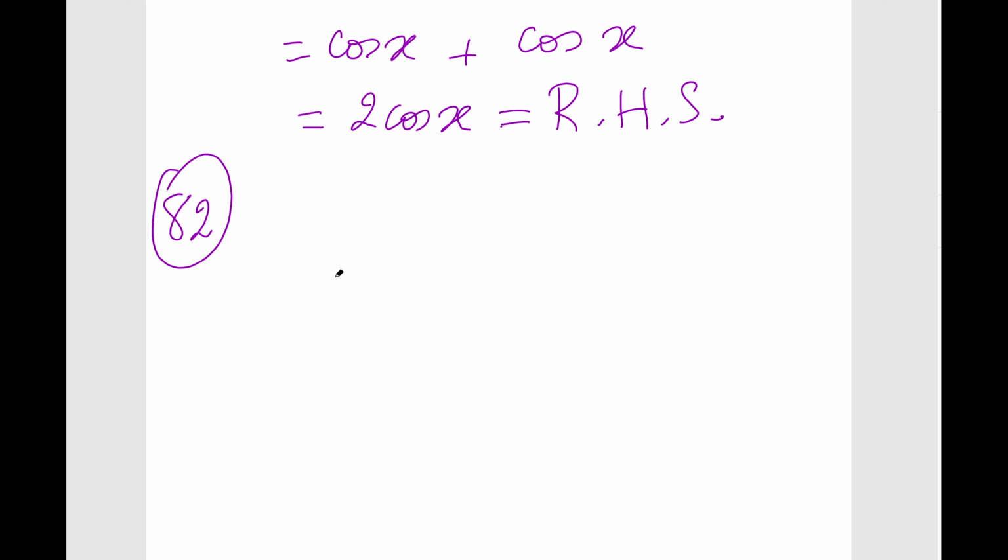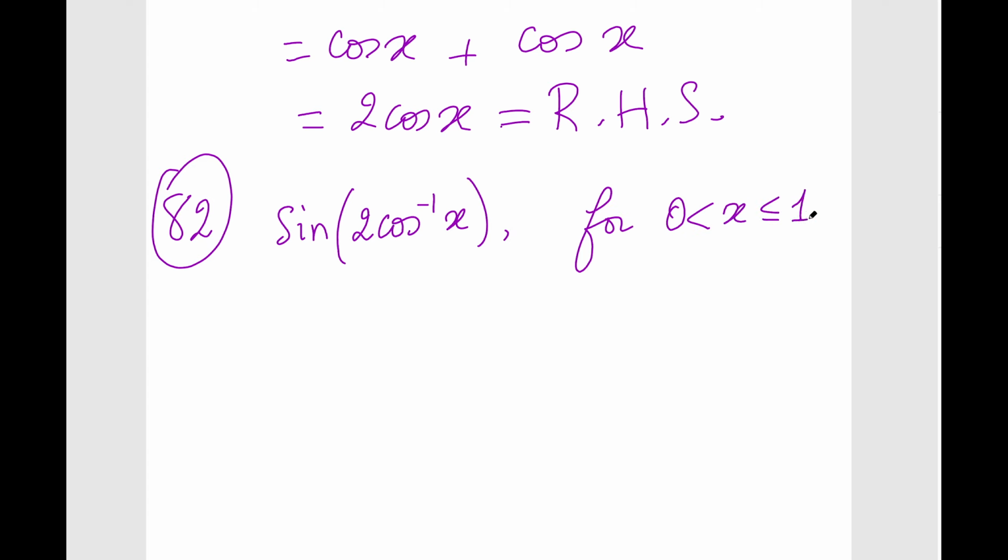We want to find an algebraic expression representing the entity sine of 2 cosine inverse of x. And this is going to be for x between 0 and 1, possibly 1. So we're going to find an algebraic expression. Remember, algebraic expression in x means no more trig functions, no more transcendental functions, okay? No more trig or their inverses.